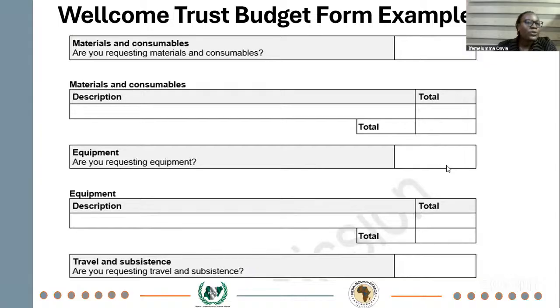Then this is a Wellcome Trust budget form. Wellcome Trust is another funder based in the UK. If you look at their own form, you can see that it is not as detailed as that of the NIH R&R budget. But yes, their items are listed for you to fill in and put the amount. So this is an itemized budget.